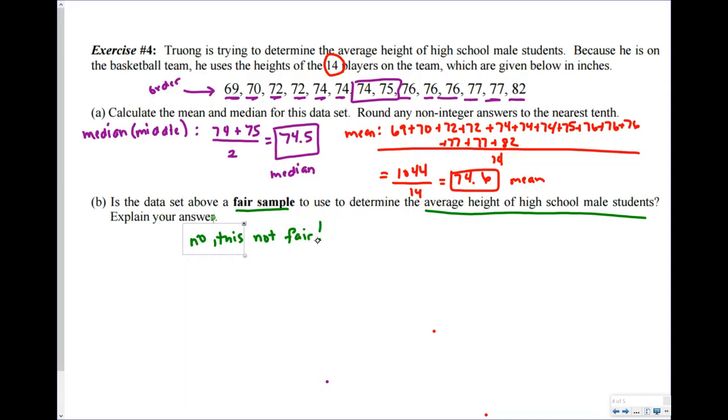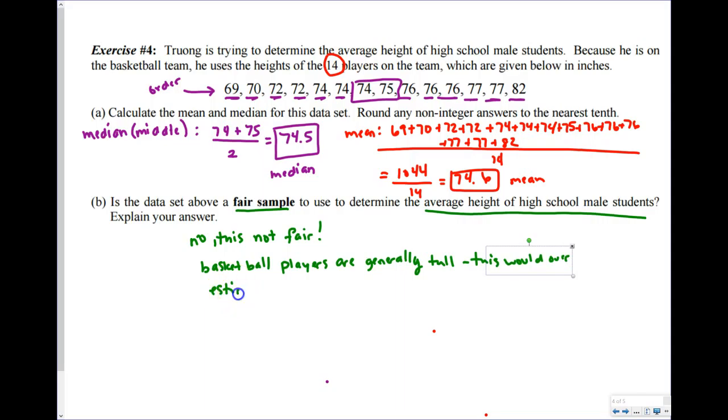Why isn't this fair? Because basketball players tend to be taller than most other students in the school. Basketball players are generally tall. So if you're looking for the height of a high school population, this isn't a fair place to go. Okay? This would overestimate how tall an average person is.